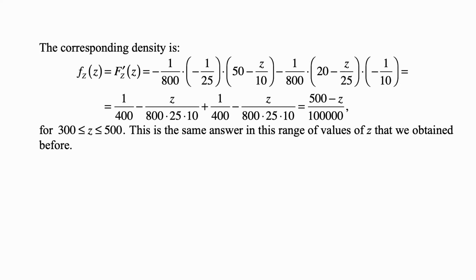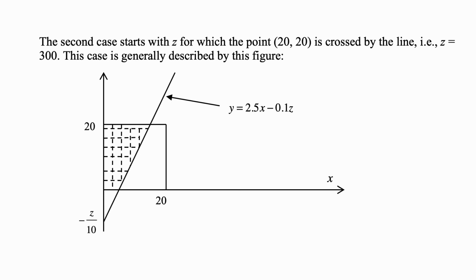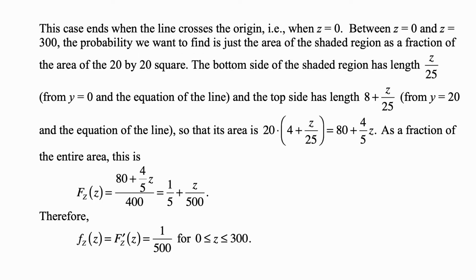The second case starts with z for which the point (20, 20) is crossed by the line, when z is equal to 300. This case is generally described by this figure. This case ends when the line crosses the origin, so when z is 0. Between z equal to 0 and z equal to 300, the probability we want to find is just the area of the shaded region as a fraction of the area of the 20 by 20 square.